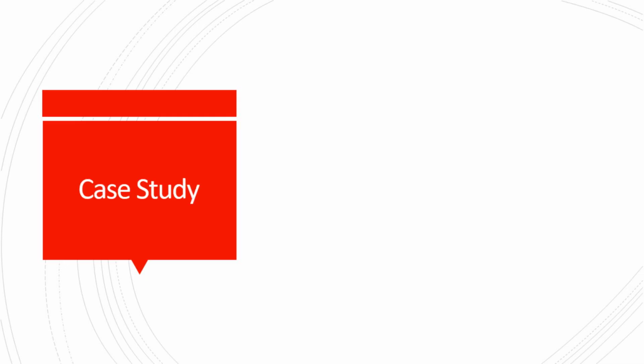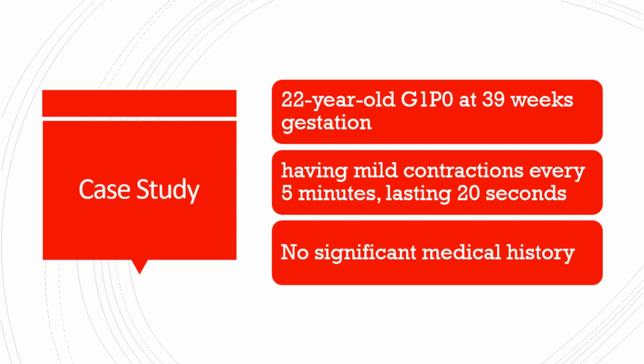We'll now discuss a case study. You are assessing a 22-year-old G.1 at 39 weeks gestational age. She is having mild contractions every 5 minutes that last 20 seconds. She is otherwise healthy with no significant medical history. What stage of labor is she presenting in?